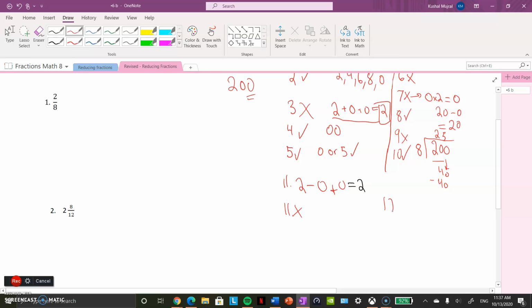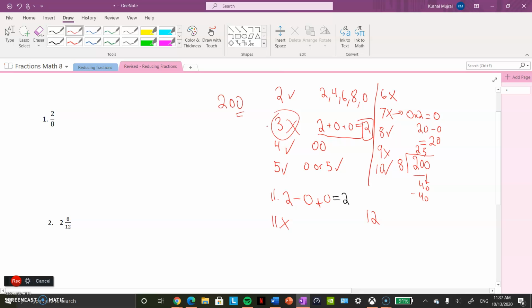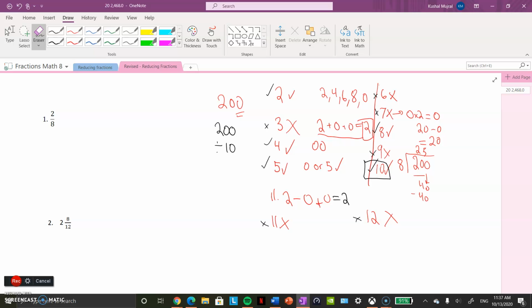Okay, let's look at 12. So the rule for 12 is it has to be divisible by 3 and 4, and because it's not divisible by 3, but it is divisible by 4, then that means it's not divisible by 12, because it has to be for both 3 and 4. Okay, so the greatest number that it's divisible by: yes by 2, not by 3, yes by 4, yes by 5, not by 6, not by 7, yes by 8, not by 9, yes by 10, not 11, and not 12. So our greatest factor is 10. So 10 goes into 200. Okay, so that's what we've established from this over here.